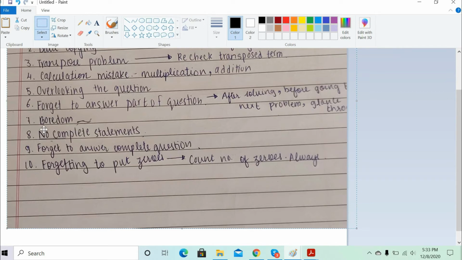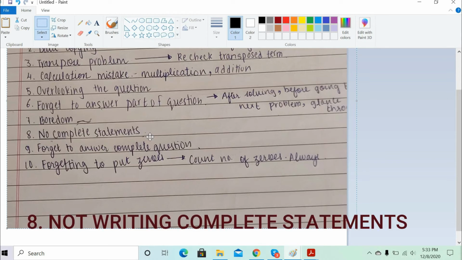Now, next part is boredom. So, how do you avoid this boredom part? The boredom part can be avoided by nothing. You have to figure out how you can avoid the boredom part, because you need to be conscious when you read the question paper and when you answer the sheet. Okay, so let's go to the next part.